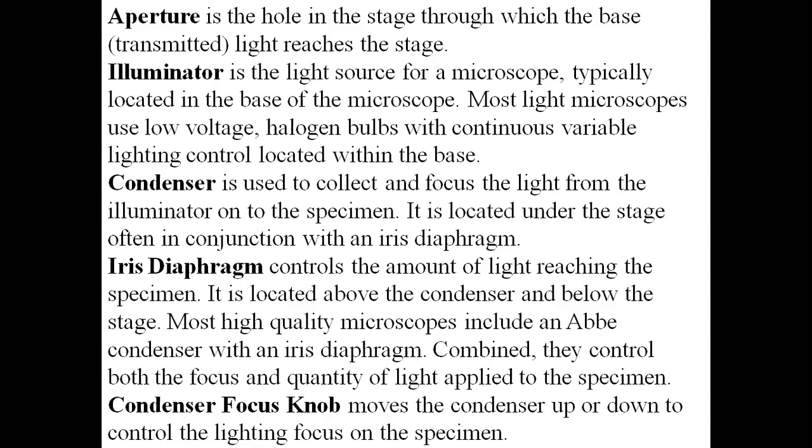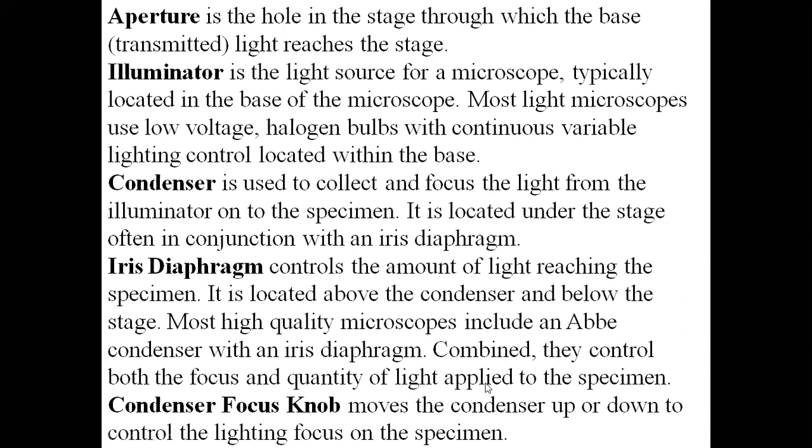Then you have your iris or diaphragm. Okay. It controls the amount of light reaching the specimen and is located above the condenser and below the stage. Most high quality microscopes include, this is one company name, the Abbe condenser. Within the iris diaphragm combined, they control both the focus and the quantity of light applied to the specimen. That is what I am saying. They control both the focus and the quantity of light applied to the specimen.